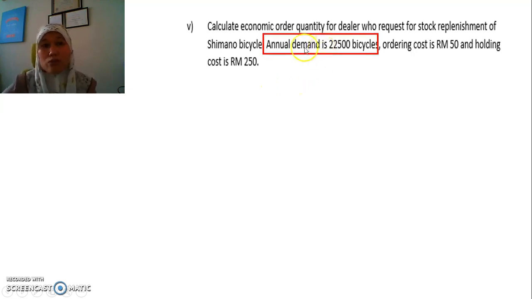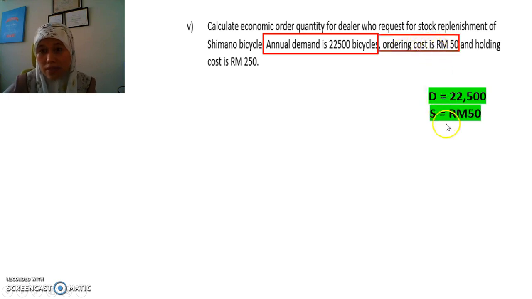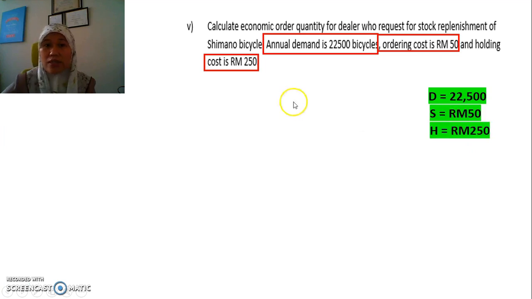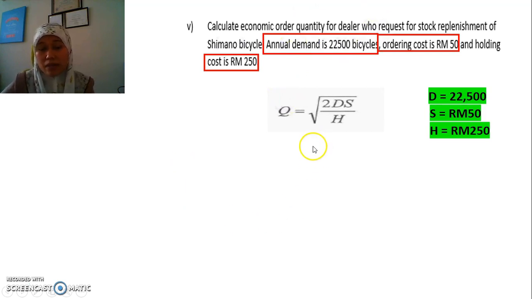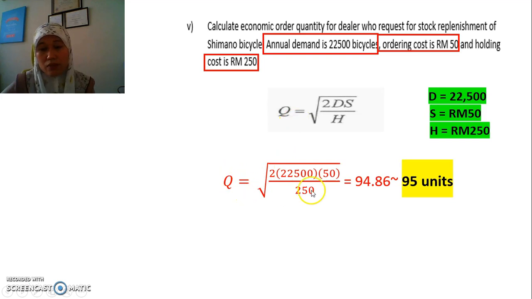Okay. So the annual demand D is 22,500, and then the ordering cost S is RM 50, and the holding cost H is 250. Okay, since this is regarding the dealer, the seller of the bicycles, they are using the normal EOQ. So we have Q as 95.